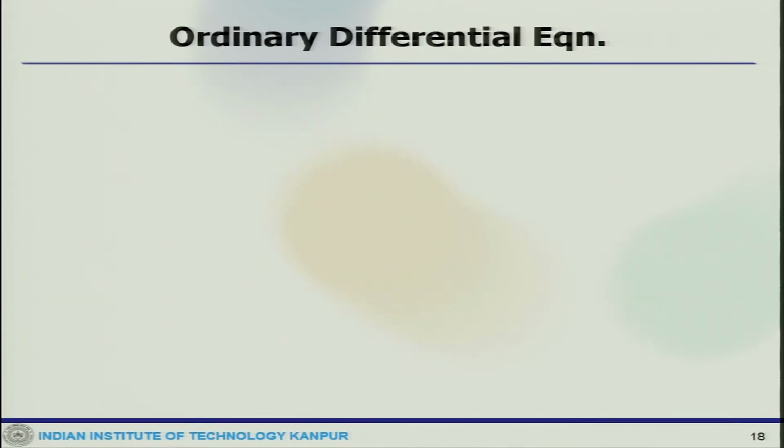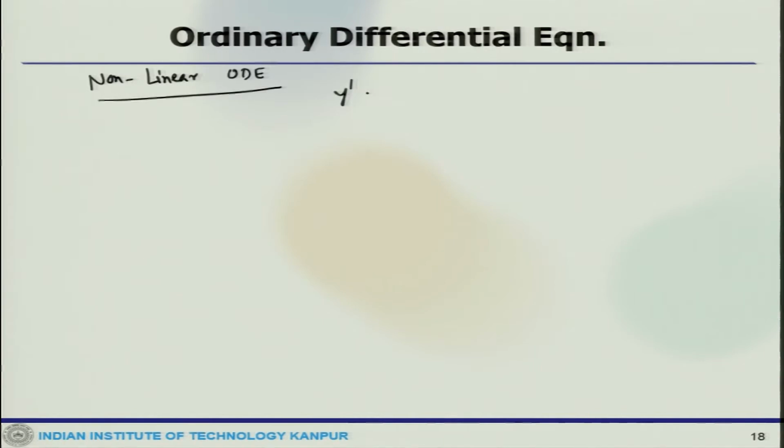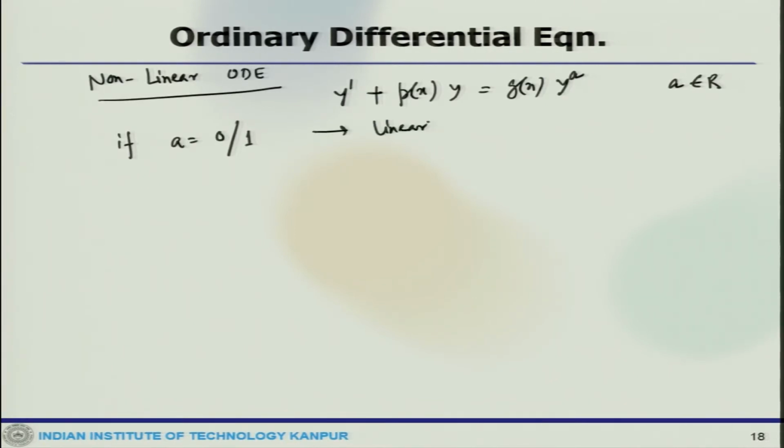Now, we are going to talk about the nonlinear system, so nonlinear ODE, where you have a system in the form y prime plus p(x) y equals g(x) y to the power a, where a belongs to R. Now, if a is 0 or 1, then the system becomes linear. So, to have a nonlinear system, a has to be other than 0 or 1.